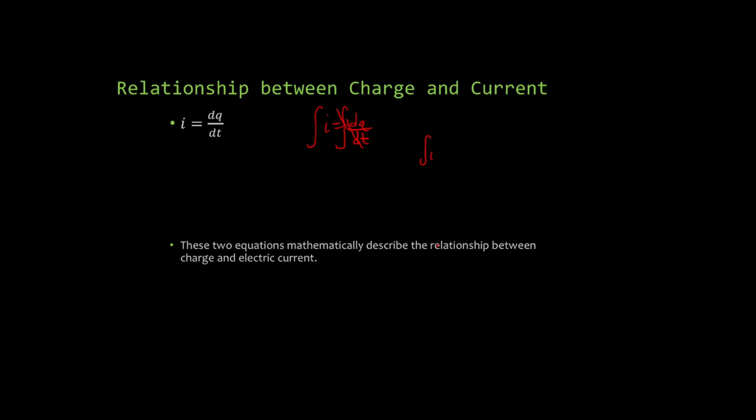So we're left with the integral of I equal to Q. Or if you write that a different way, Q, or the charge, is equal to the integral of the current, which is the integral of I dt. So these two equations, I equals dq/dt, and Q equals the integral of I dt, mathematically describe the relationship between charge and electric current.